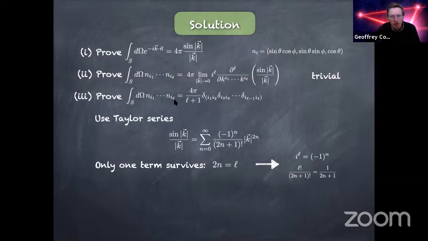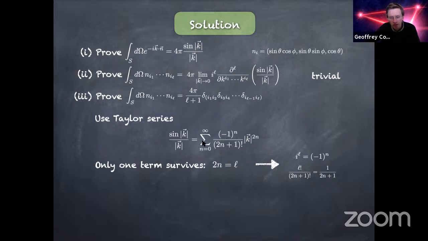And then for this integral now, the way to do this is to look at the Taylor series of this expression. The Taylor series of sine x is the sum of x to the power 2n plus 1, where n goes from 0 to infinity. The first term is really k to the power 1, but then if you divide by k, this is the leading order term.